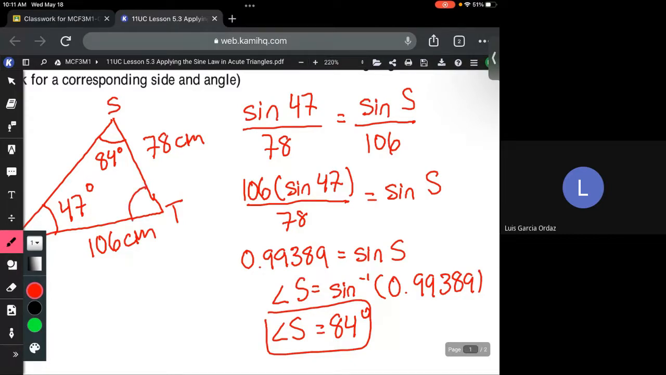How do you isolate for this? To do that, you have to multiply this by this.